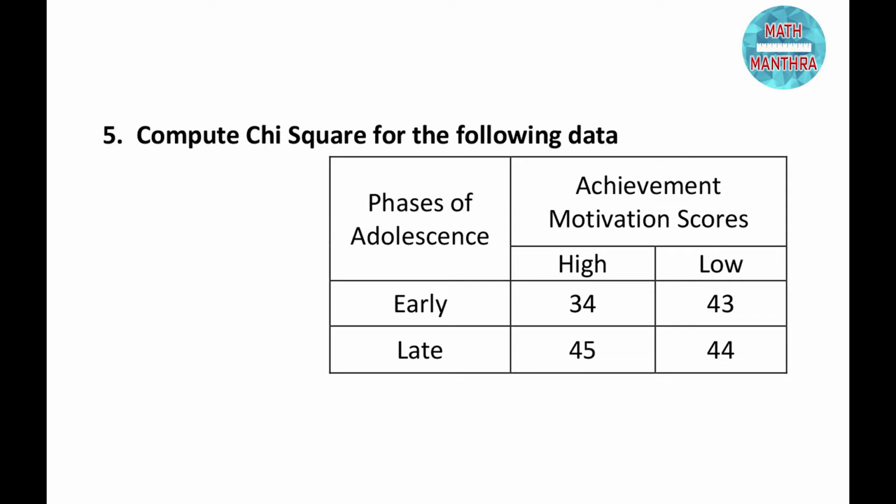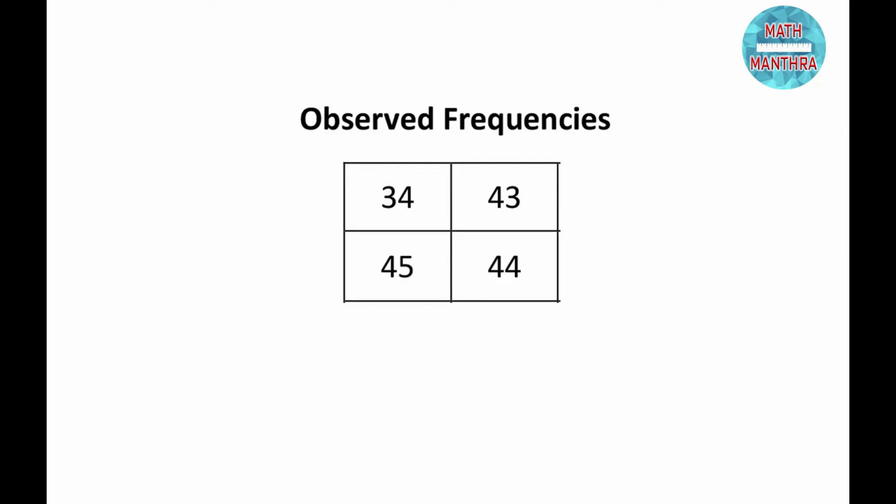So the first step is to write the observed frequencies. That is, the values that are given in the table. They are called observed frequencies, or we can also name them observed values. So 34, 43, 45 and 44.